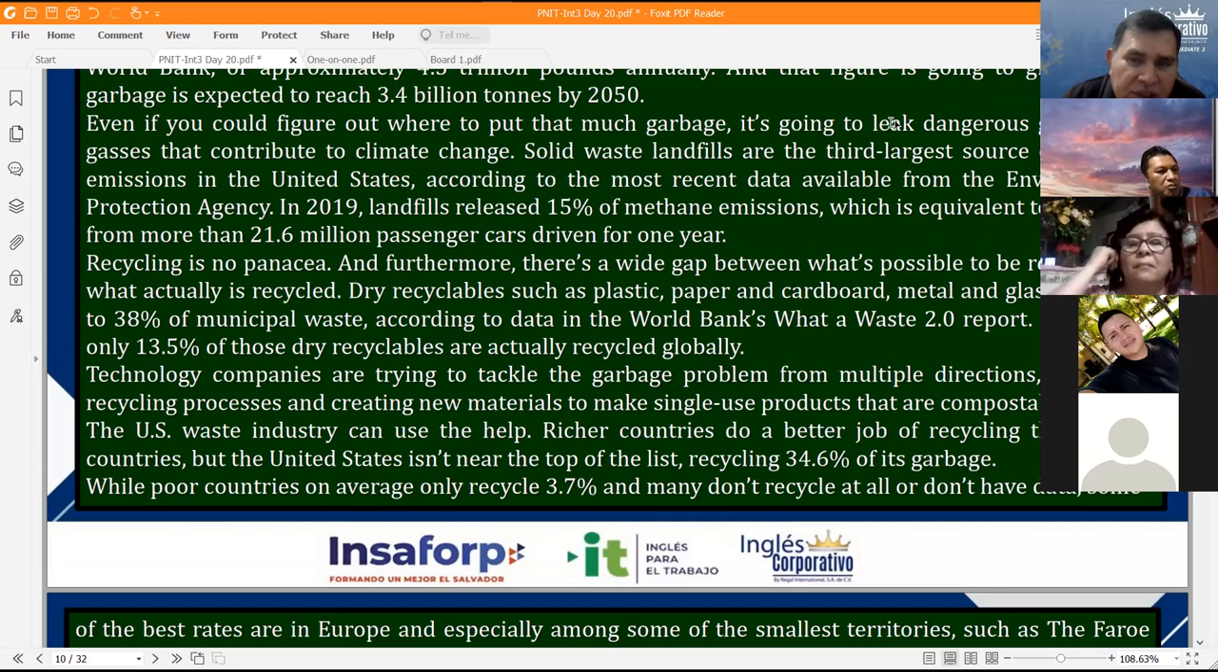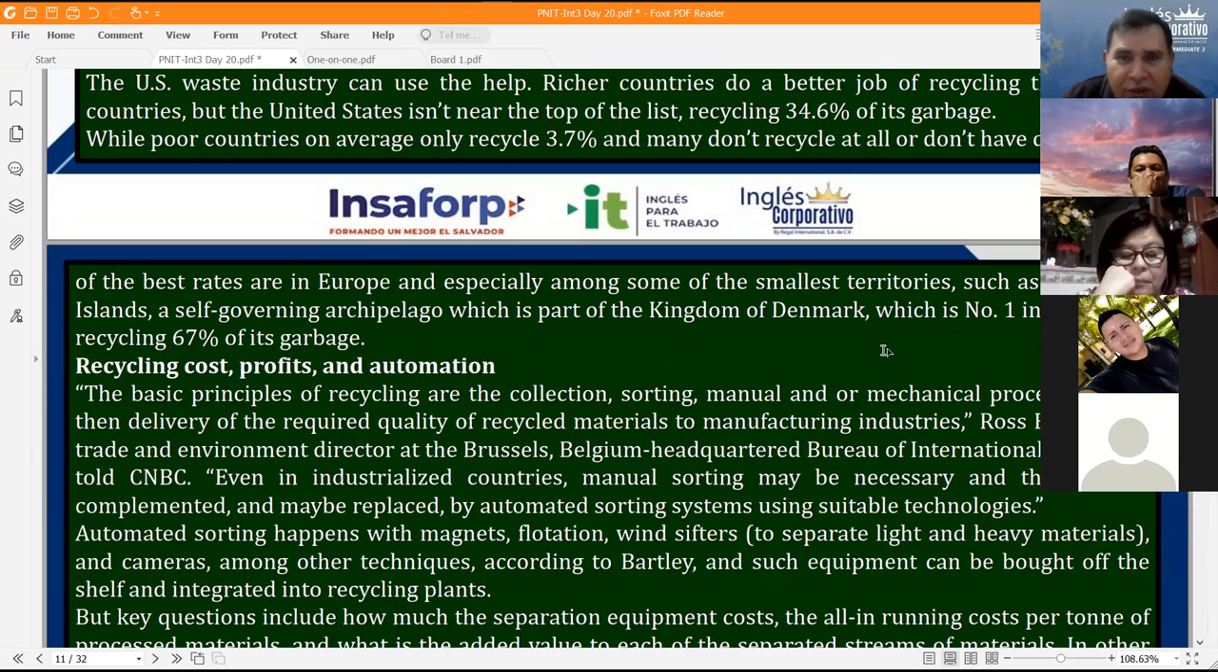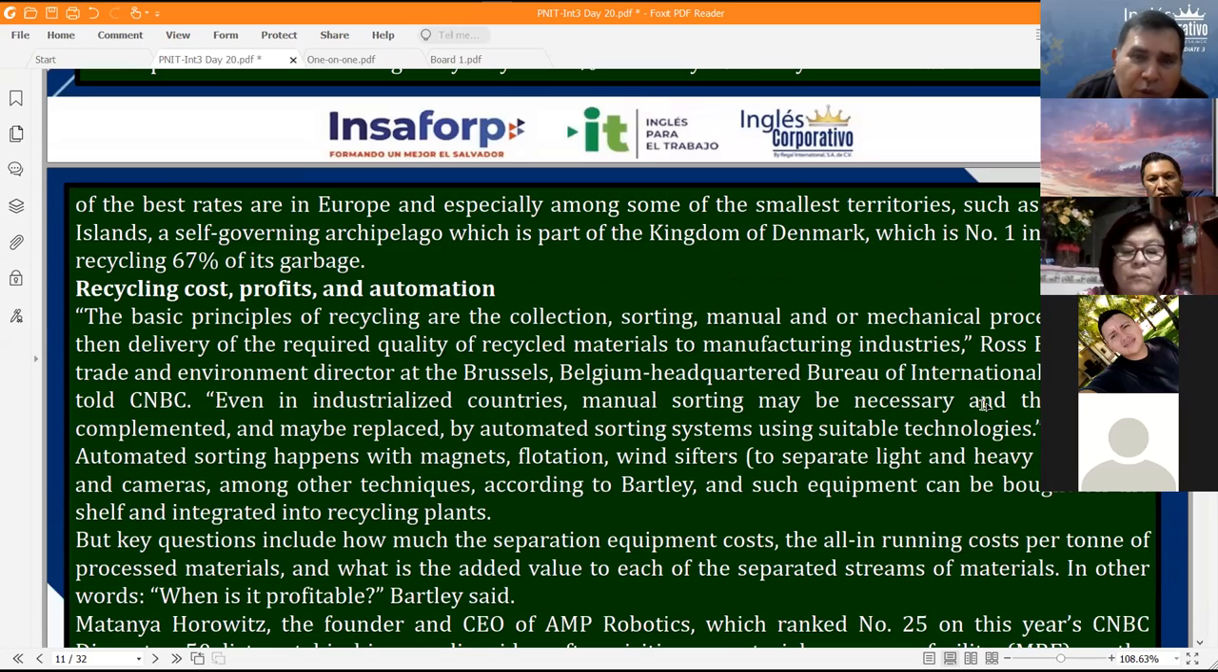Richer countries do a better job of recycling than poorer countries, but the United States isn't near the top of the list, recycling 34.6% of its garbage only, while poor countries on average recycle 3.7, and many don't recycle at all or don't have data. Some of the best rates are in Europe, especially among some of the smallest territories, such as the Faroe Islands, a self-governing archipelago, which is part of the Kingdom of Denmark, which is number one in the world, recycling 60% of its garbage. Recycling costs, profits, and automation.